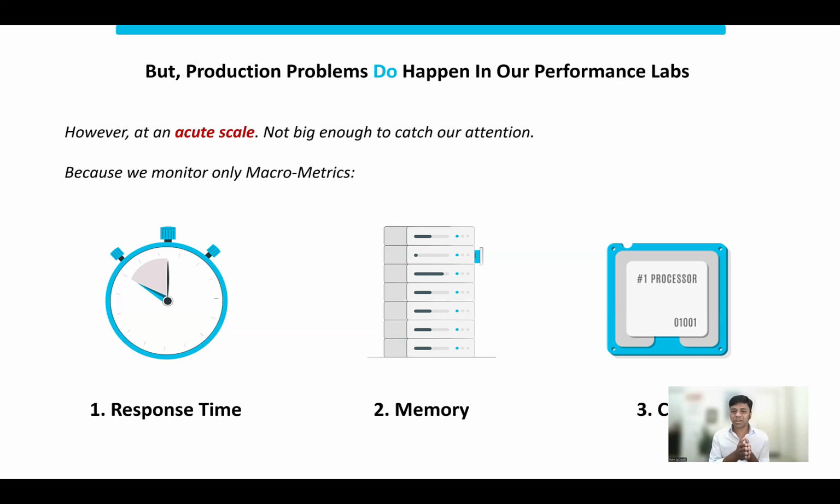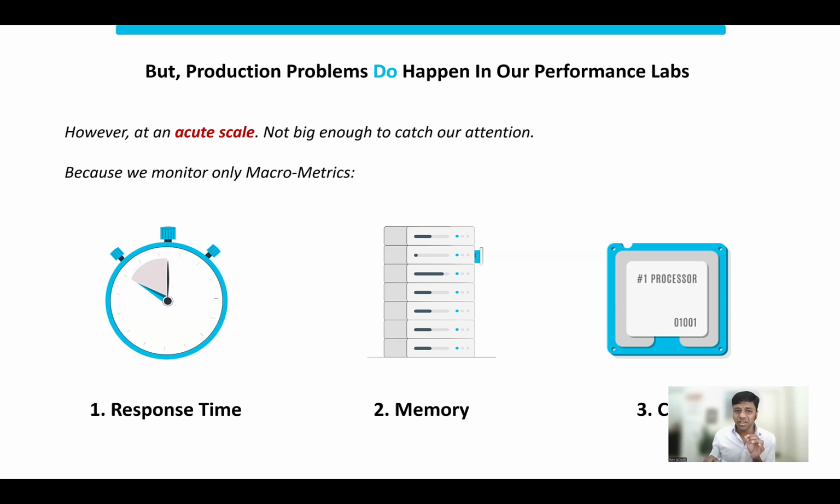We primarily look into these macro metrics: response time. What is my average response time? What is my 95th percentile response time? What is my overall memory utilization? What is my CPU utilization? Whether it has degraded from my previous release. So that's what we check, and based on that, we do the certification, right?